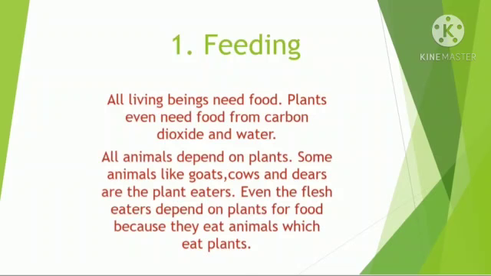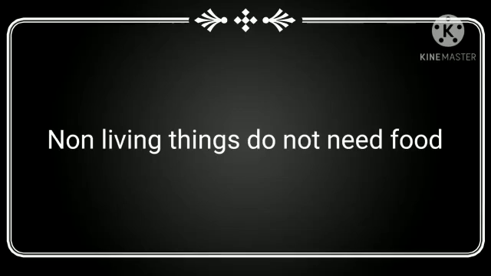Feeding. All living beings need food. Plants even need food from carbon dioxide and water. All animals depend on plants. Some animals like goats, cows and deers are the plant eaters. Even the flesh eaters depend on plants for food because they eat animals which eat plants. Non-living things do not need food.